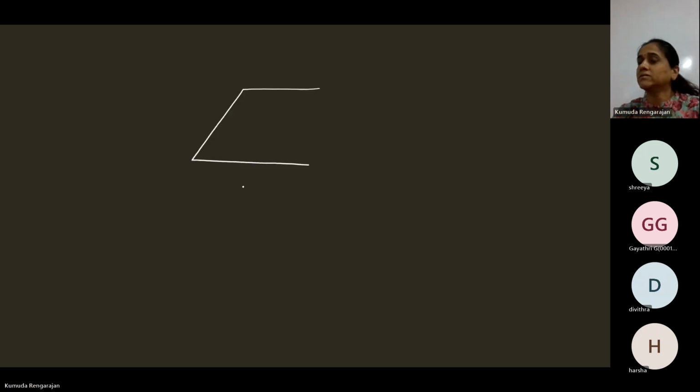Allied angles or co-interior angles form a C formation. Here and here, parallel lines, transversal. So letter C is for co-interior angles or allied angles. This angle plus this angle is equal to 180. Can you see allied angles?